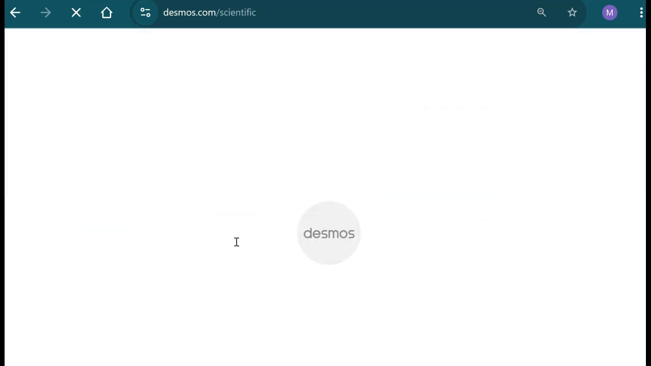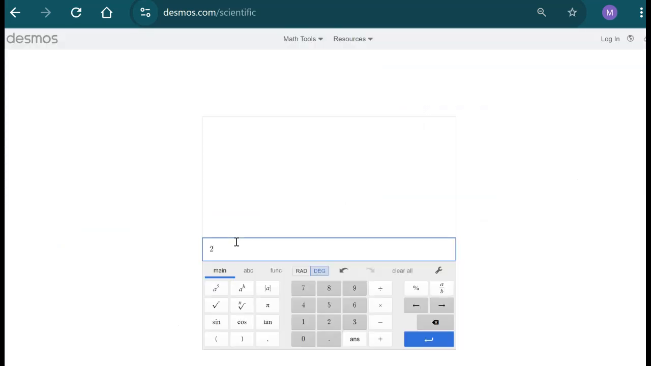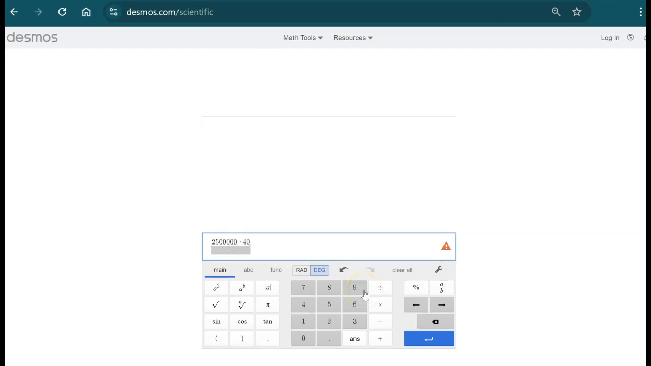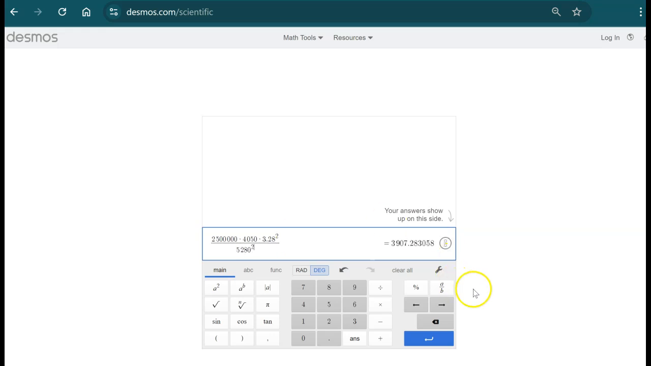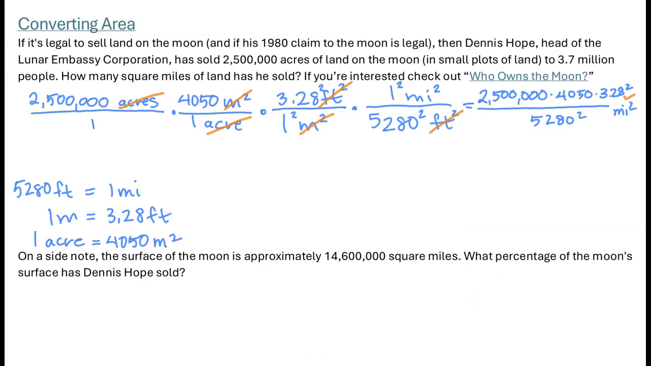So I'm going to go scientific calculator, 2.5 million. I'm going to hit that division to make it a fraction bar. And that will need to get multiplied by 4,050 and then by 3.28 squared. And then that all gets divided by 5,280 squared. And I get about 3,907.28 square miles. So our answer is 3,907.28 square miles. All right, so quite a bit of land.